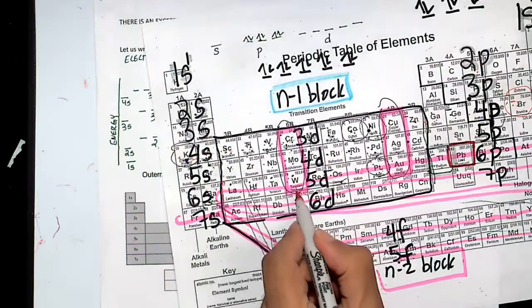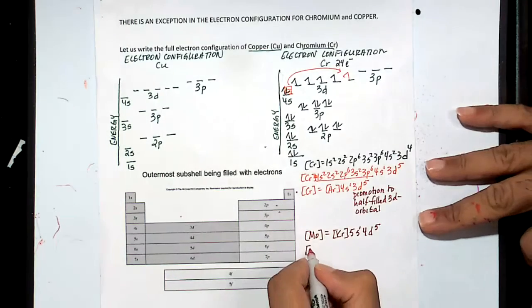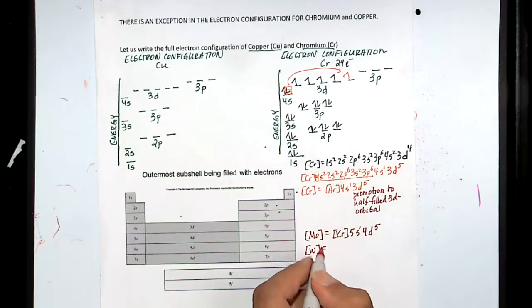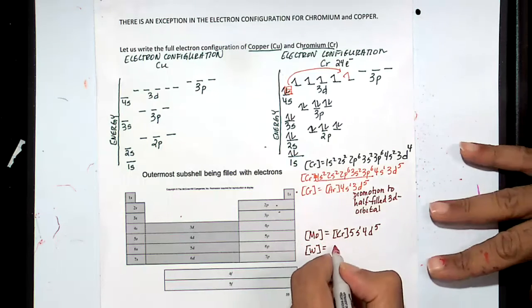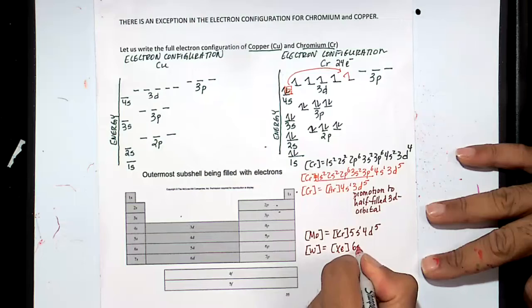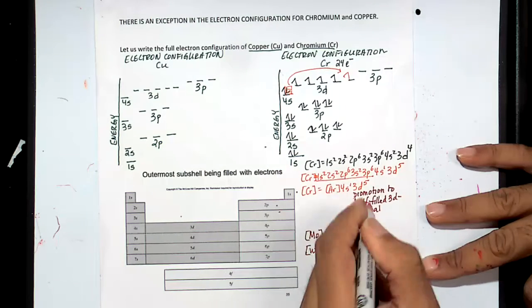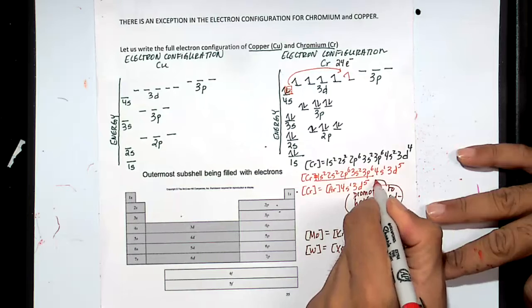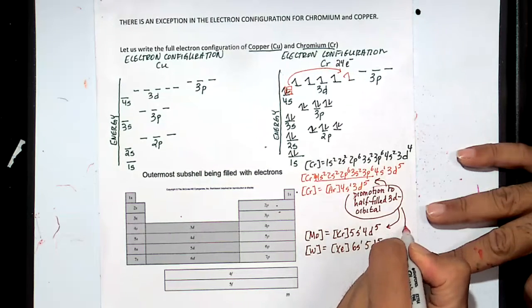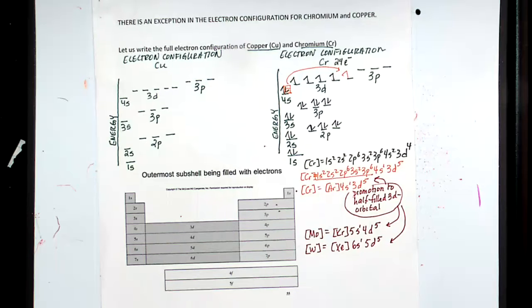So tungsten below is going to be xenon 6s1 5d5. Same thing, promotion. All right, everyone see that? So this is just some exceptions. This is just a better energy, lower energy, more stable.